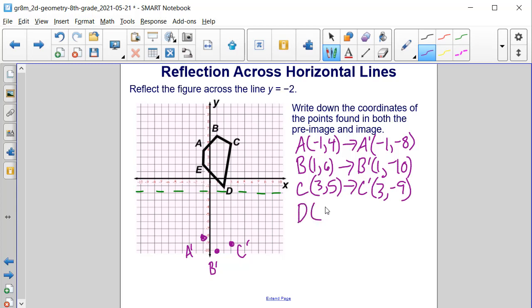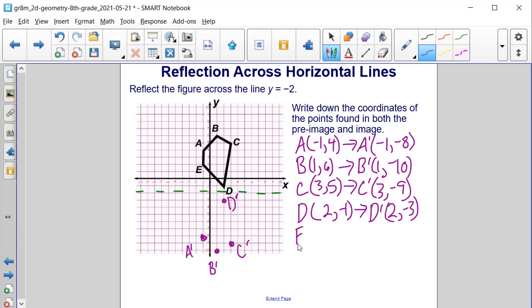Point D is at 2, -1, and D prime is going to be right here because it's only 1 away from the line of reflection, so we have to go down 1 more. And D prime's coordinates are 2, -3.